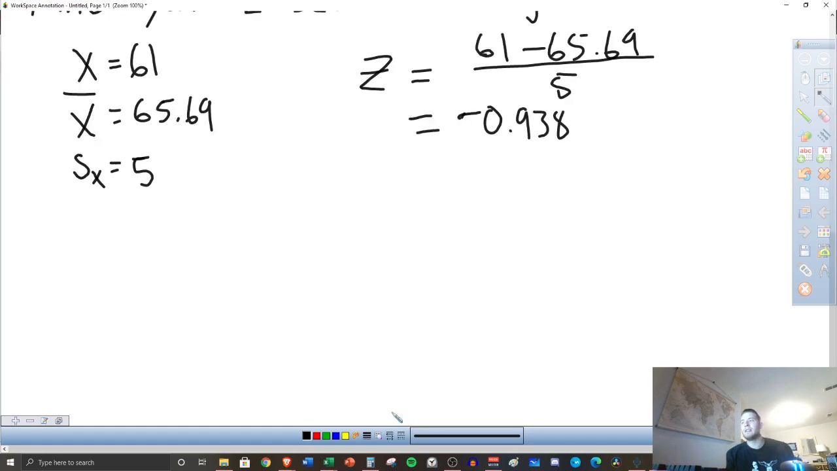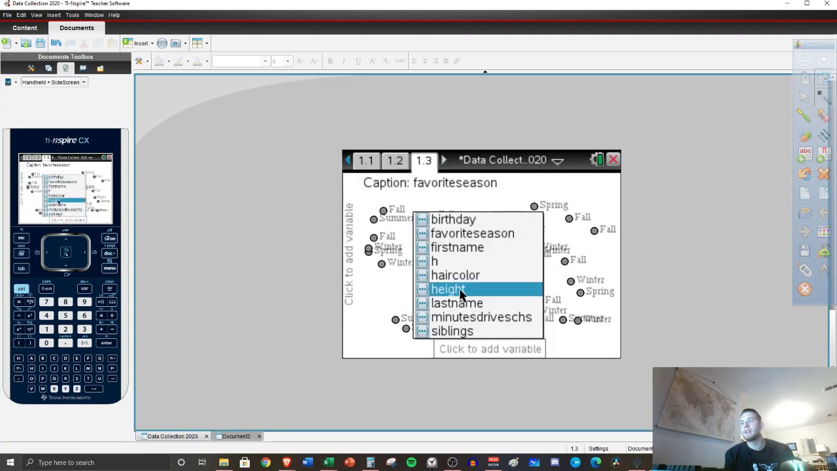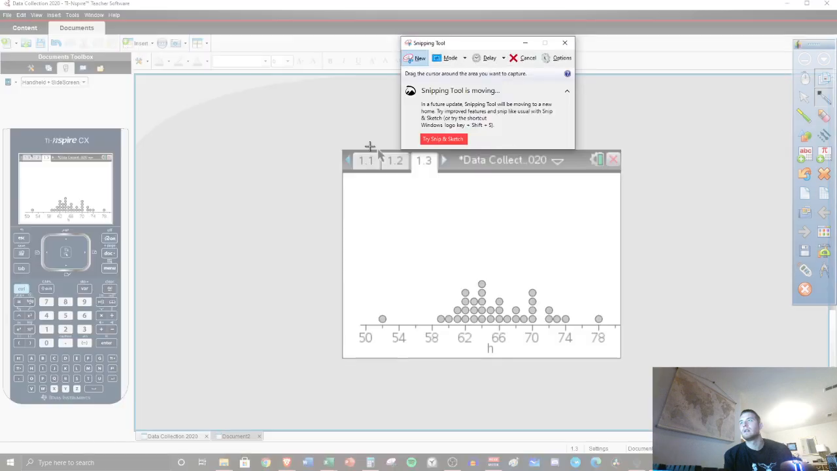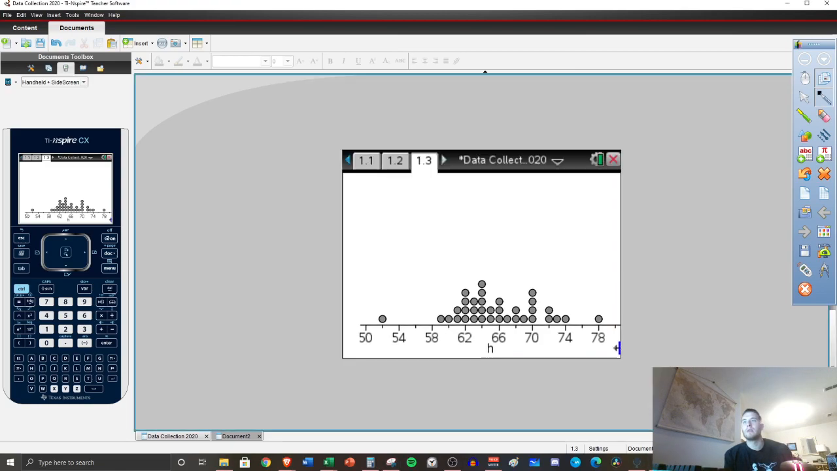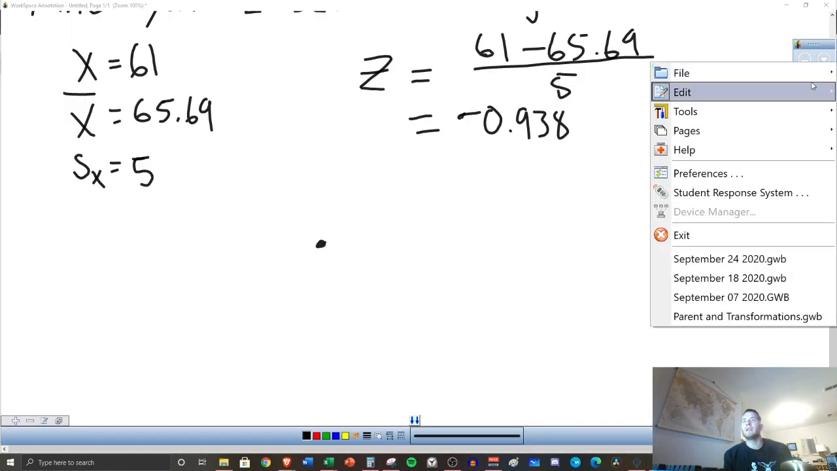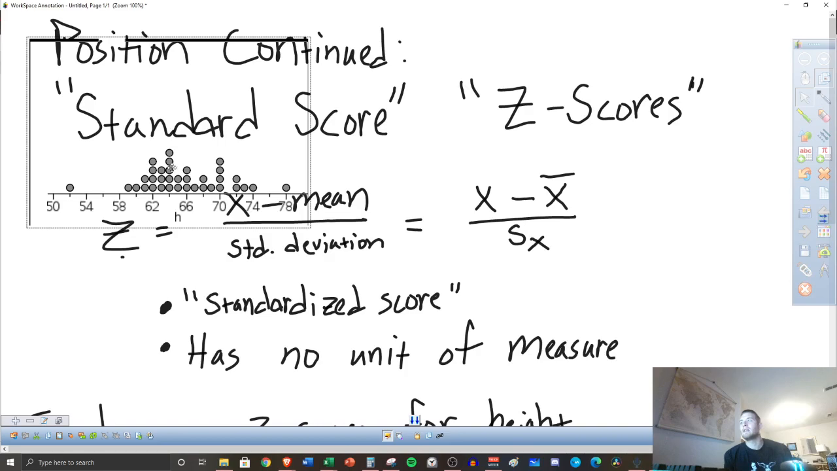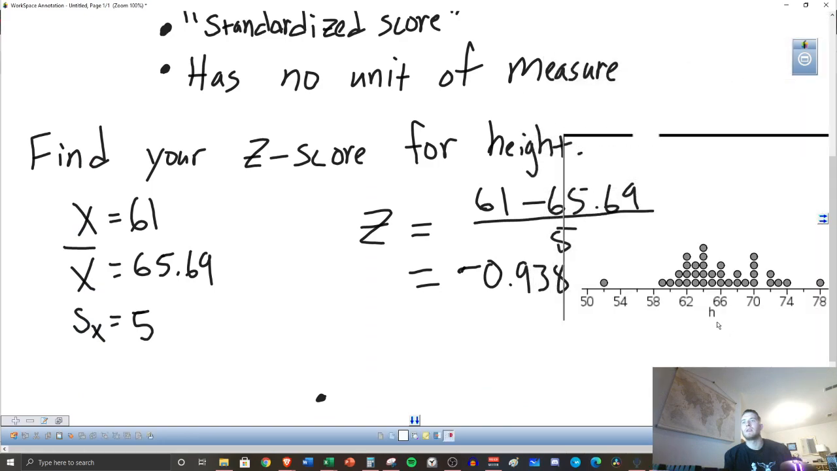So let's talk about, we're going to write down some more bullet points. What does negative and positive mean? So if we're looking at our distribution of heights, let's graph this. So let's do height. I actually want to take a screenshot of this. We're going to do that, and I'm going to put this in my notes. So let's paste this up. Okay, let's drag that down over here.